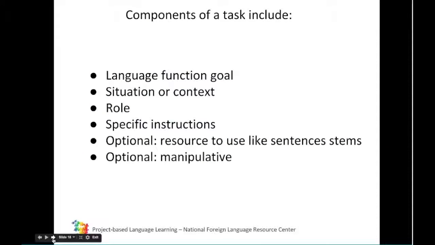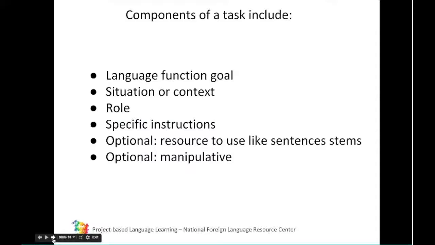So we know the language function of the task: explaining and describing using temporal phrases. The situation they're given is a discussion with a friend about sharing healthy practices. Let's take a look at the components of a task. Their role is a French-speaking friend. They are given specific instructions.